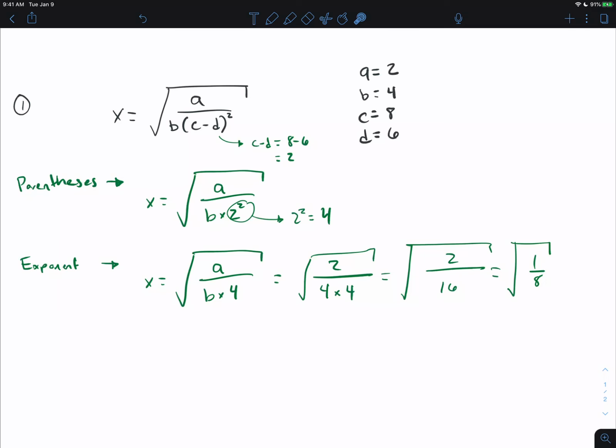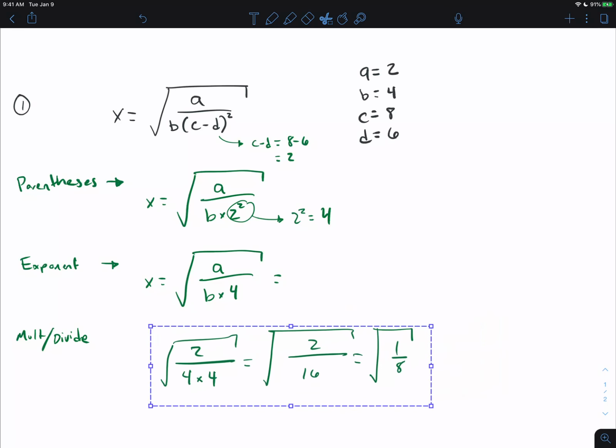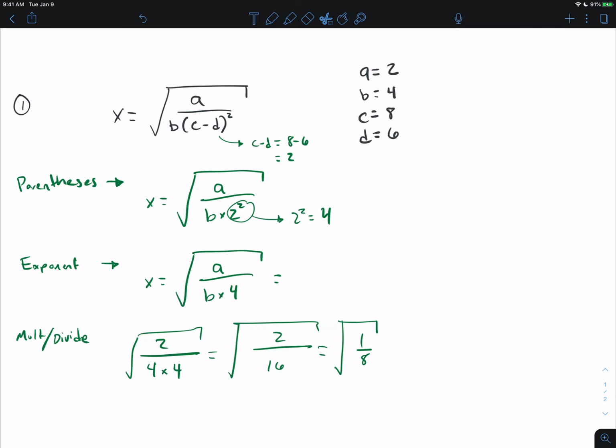Actually, sorry, I should put this here on multiply, divide. Let me go ahead and copy out or remove all of this stuff right here. Okay. So this one right here took care of our exponent, and then right here we have our multiplication, division, all of that stuff. Okay, so that's good for us.